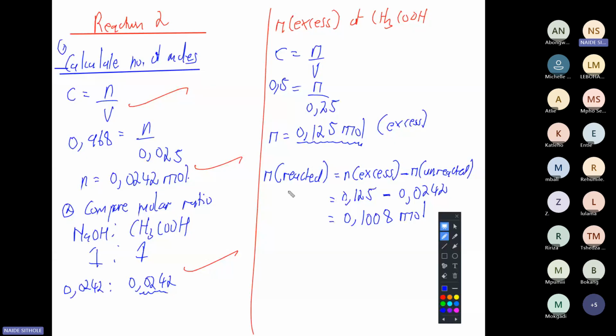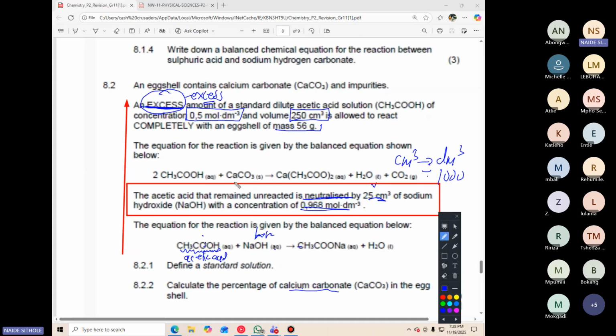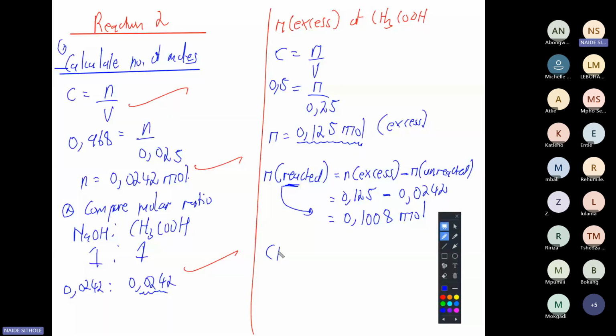And now we're going to continue with this. Remember, you can only calculate the mass using the number of moles that reacted. So to then calculate that, we want calcium carbonate. So from here, we are comparing this to that. Now calcium carbonate. So molar ratio again, CH3COOH to calcium carbonate. We find that the ratio is 2:1. Meaning if we are saying this is 0.1008, then what should be this? Cross multiply here, it's going to be 2x is equals to 0.1008.